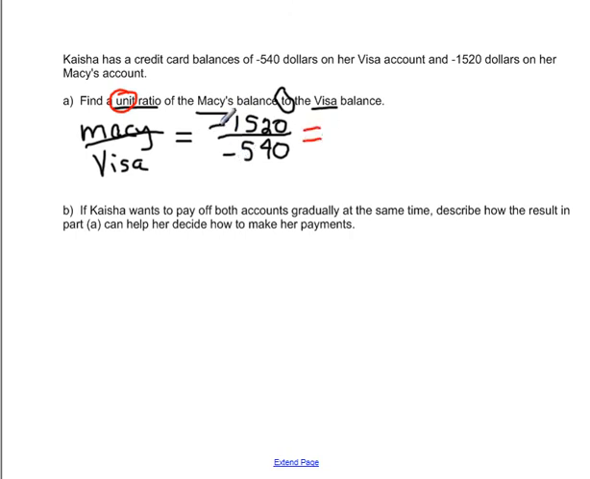Now here we're dividing a negative and a negative, right? Negative divided by a negative is going to be a positive. So I know my answer is going to be positive. Now I could let my calculator tell me that, but I would just as soon know that ahead of time before I start working in my calculator.